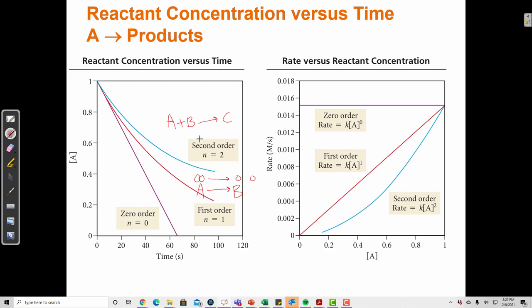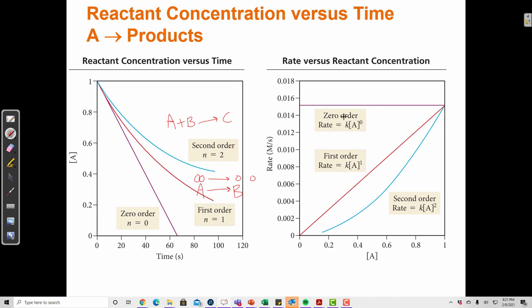But in a second order reaction, it's exponential. As the concentration of A changes, the second order rate is far more sensitive to the change in A. We can see here that a doubling of A from 0.2 to 0.4 has a change in the rate that is a small slope. And then from 0.4 to 0.6, that rate is getting faster, the same change. And then I add another 0.2 and the rate goes even faster. And I add another 0.2 and it goes even faster.